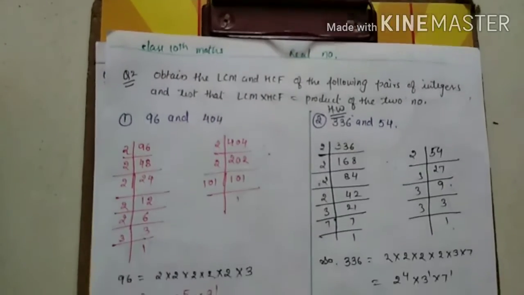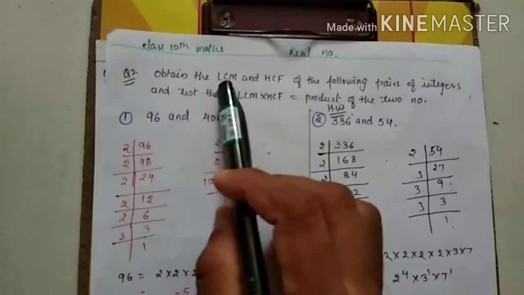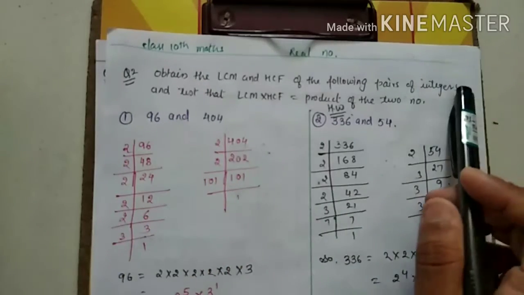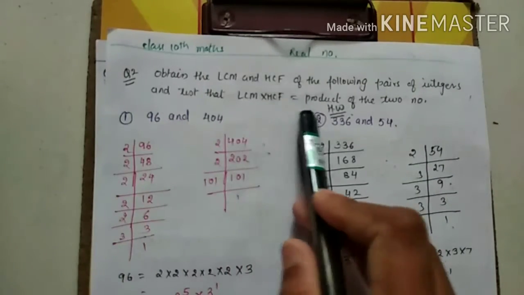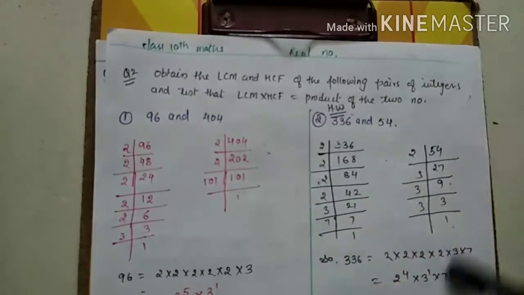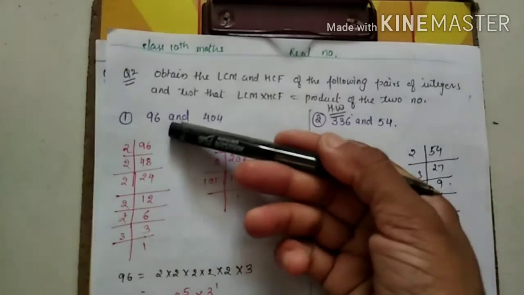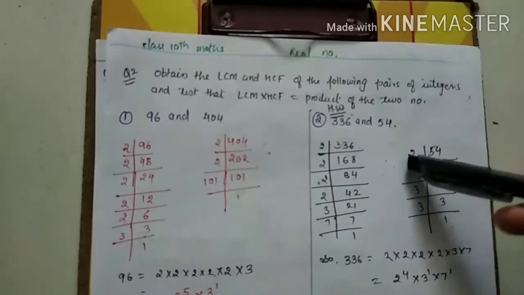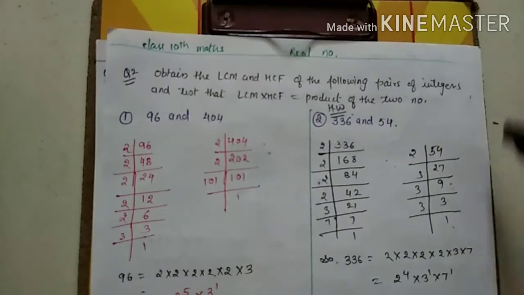See, question number 2. Obtain the LCM and HCF of the following pairs of integers and test that LCM into HCF is equal to the product of the two numbers. Correct? You have to test. This question I have solved, and I gave it to you as homework. Now check your answer, whether it matches or not.